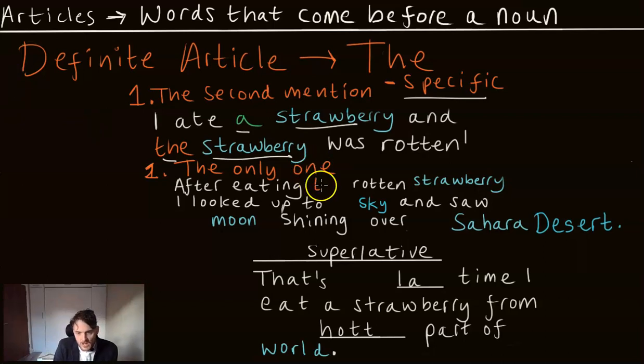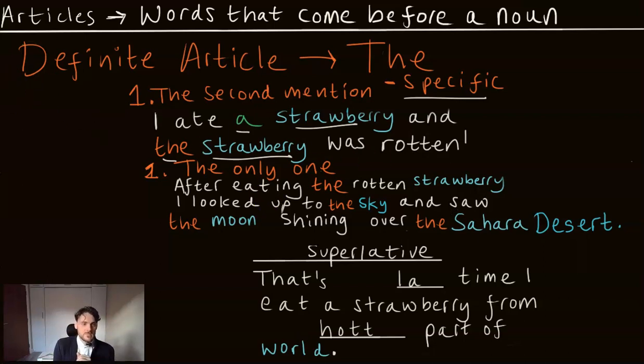After eating the rotten strawberry, I looked up to the sky. Why? Well, there's only one sky that I know of, and saw the moon. Why? Because it's the only moon. I mean, the only moon of great importance, shining over the Sahara Desert. Why? Because there is only one Sahara Desert in the world. The Sahara Desert is a desert in Africa.